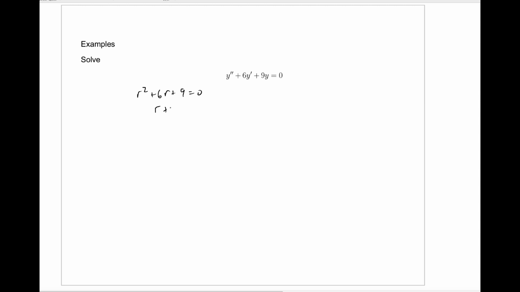this factors into (r plus 3) squared equals 0. In other words, r equals minus 3 is a repeated root of this quadratic polynomial. So this is the only solution to this characteristic equation. What does that tell us? This tells us that the function y1 of t equals e to the minus 3t is a solution.